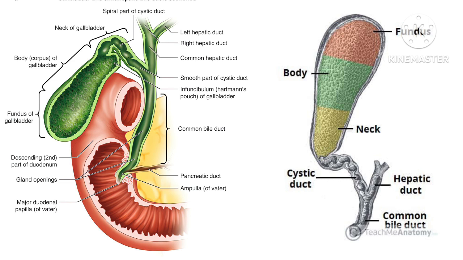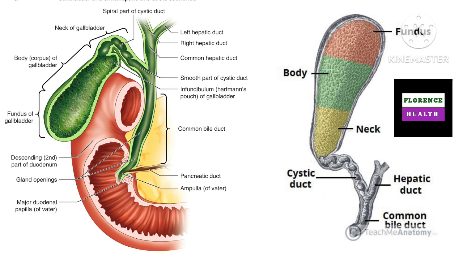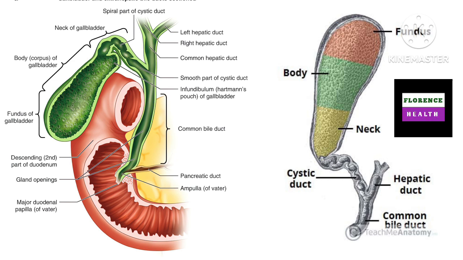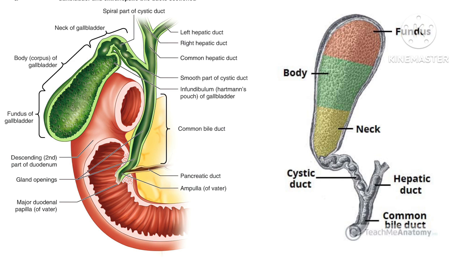The cystic duct joins with the common hepatic duct to form the CBD, or common bile duct. The common bile duct, after joining with the main pancreatic duct, drains to the sphincter of Oddi. This is the normal biliary anatomy.